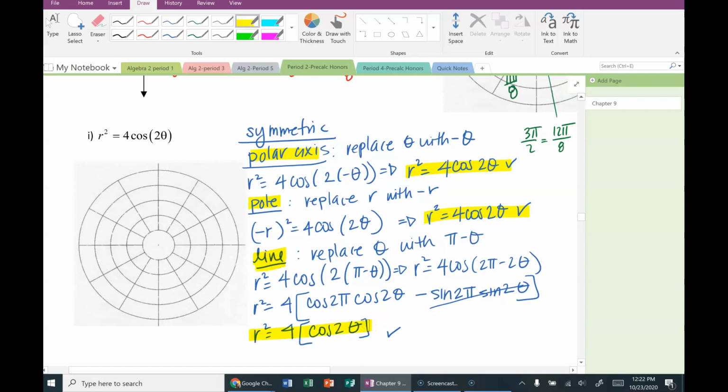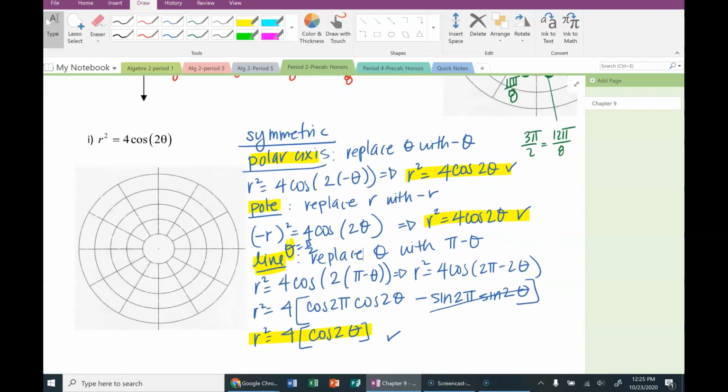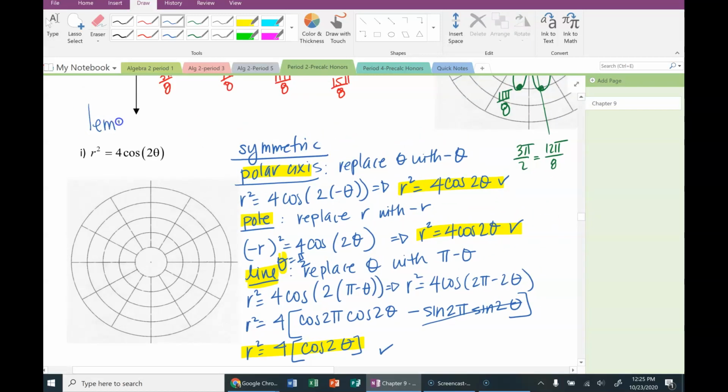Okay, the line, oh, you know, I forget, the line of theta equals pi over 2. Okay, so all of them work. Okay, so now we have to go and graph it on our Desmos, right? Oh, before I go and graph it, let's identify the graph. Okay, this is a lemniscate. Okay, so a lemniscate is like a propeller. So this is a lemniscate. Let's go and graph it out.